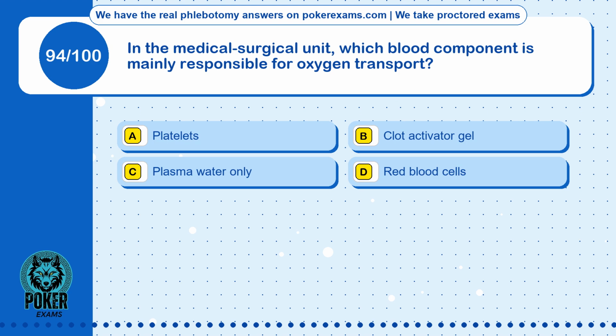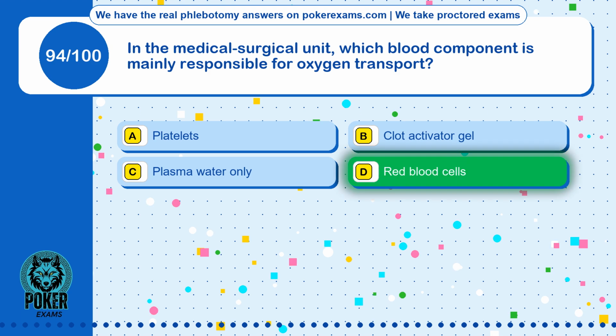Question 94. In the medical surgical unit, which blood component is mainly responsible for oxygen transport? Option A, platelets. Option B, clot activator gel. Option C, plasma water only. Option D, red blood cells.